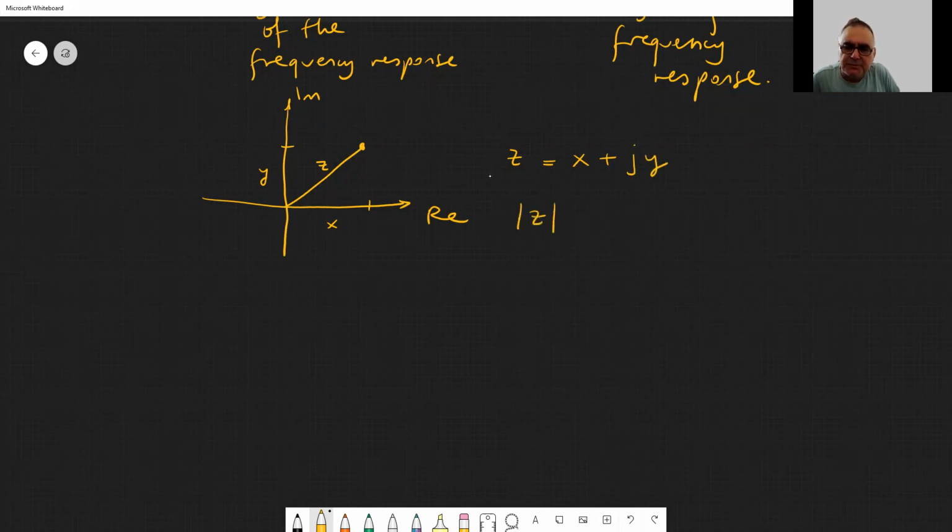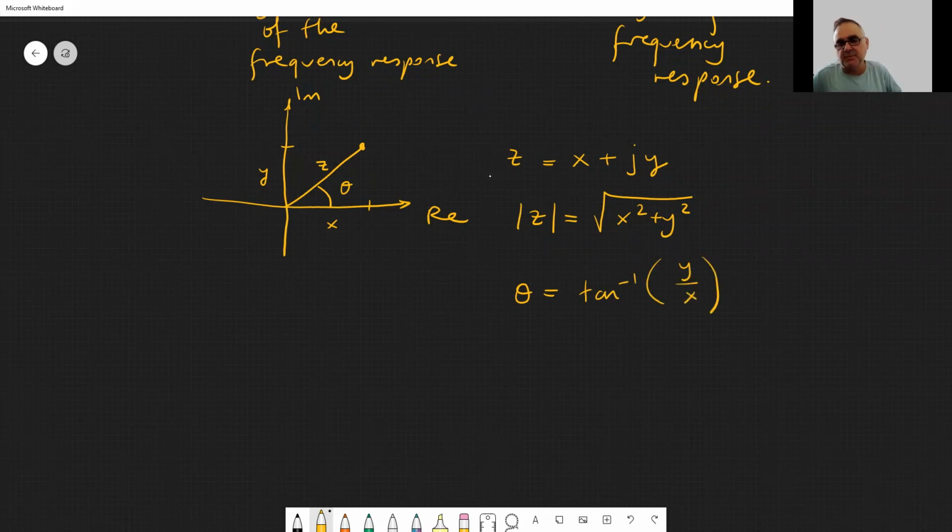The magnitude of Z is going to be, as you can see from Pythagoras, the square root of X squared plus Y squared. If this is X and this is Y, the magnitude of Z is the square root of X squared plus Y squared. And the angle, which I'll call theta, is going to be the tangent inverse of Y over X, for example.